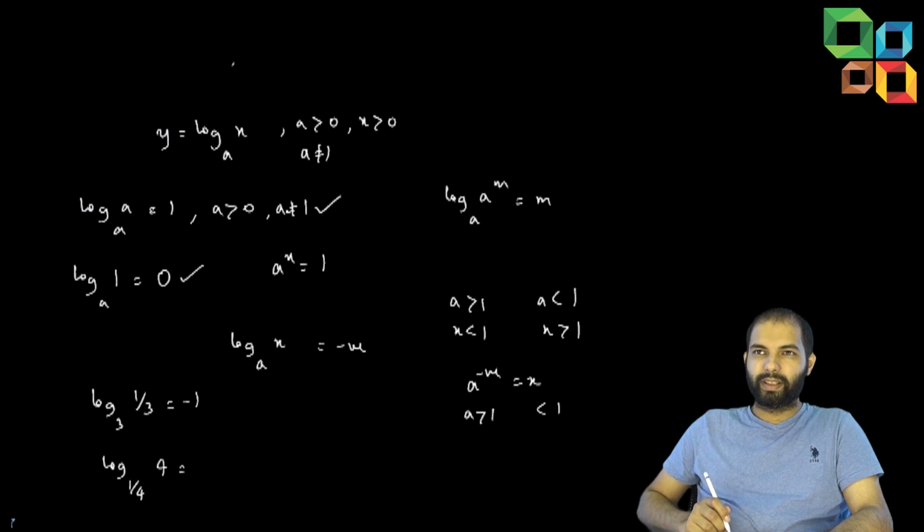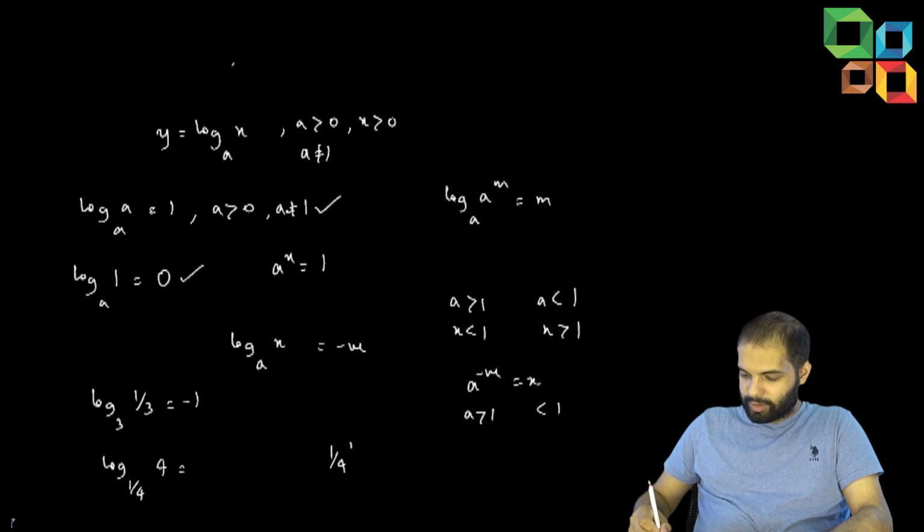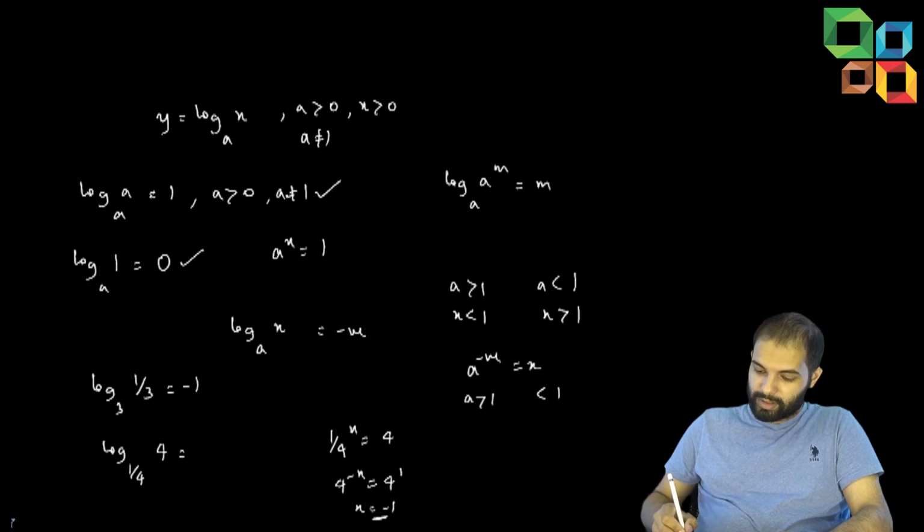If you use the definition, there are other properties to get the answer. Do not worry, we'll learn that later. But right now, directly using the definition, 1 by 4 power x should be equal to 4, or 4 power minus x should be equal to 4 power 1. So x should be equal to minus 1. That's the answer you're going to get. So still you can see that it's negative.